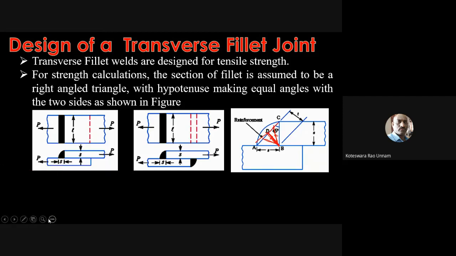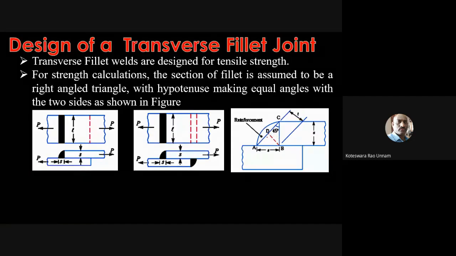This is what we'll call the throat thickness. We call it the throat thickness, denoted by T, and this is S. So there is definitely a relation between T and S, which you can easily write from this diagram. What is the relation you are going to get?